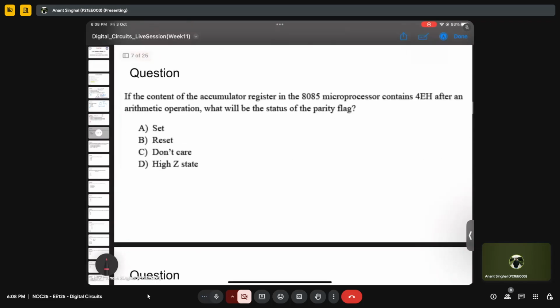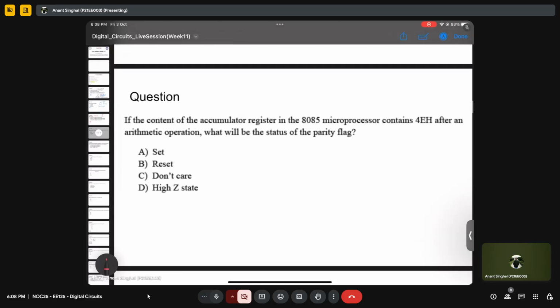Let's move ahead. This is a solving question. It says: if the content of the accumulator register in 8085 is 4EH, after an arithmetic operation, what will be the status of the parity flag? You can try this out. Take 2 minutes and let me know the answer, then I'll also solve it. This is actually a pretty easy question. If you have gone through the lectures, this is very easy.